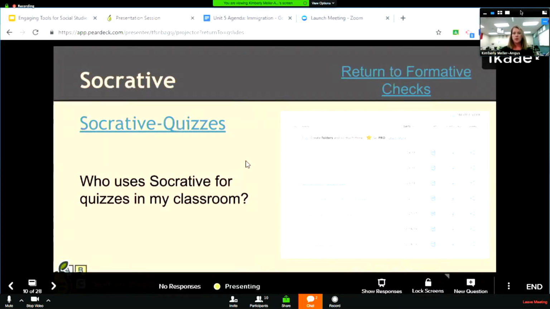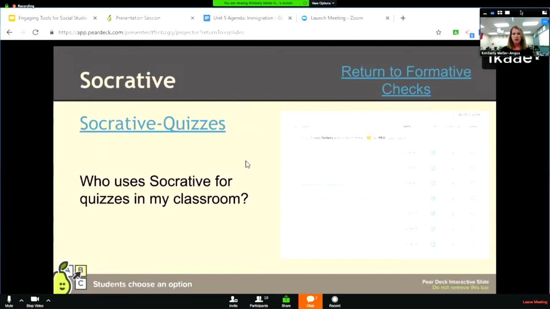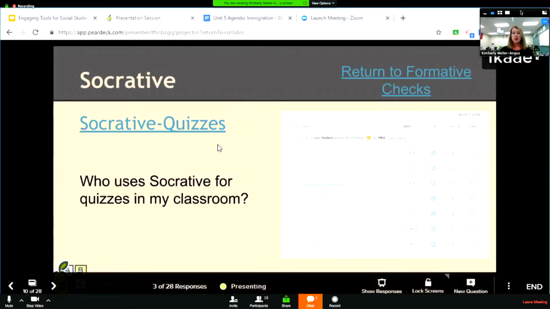Socrative is a great way to share quizzes, and they have a lot of different options on there as well that you can do exit cards. It's something that you just need to get on and play with a little more. You can see on the right, I took a screenshot. These are all the different units and quizzes that the Southside teachers have shared with me.